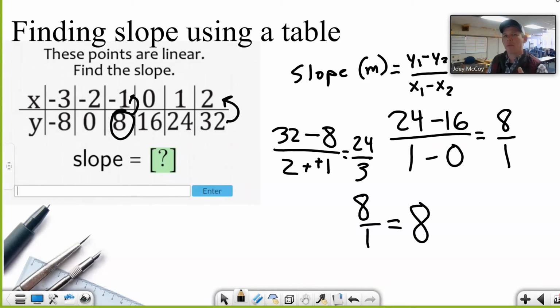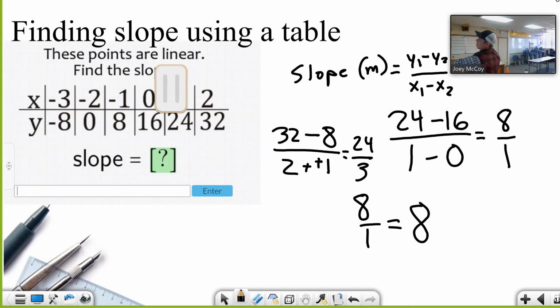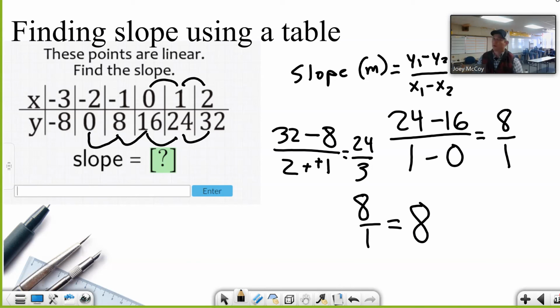Now, you might be able to see the change because this table counts by 1. You can see it goes 0, 1, 2. Okay? But I want you to notice, what is this table counting by? 0, 8, 16, 24, 32. What is it growing by? It's growing by 8.